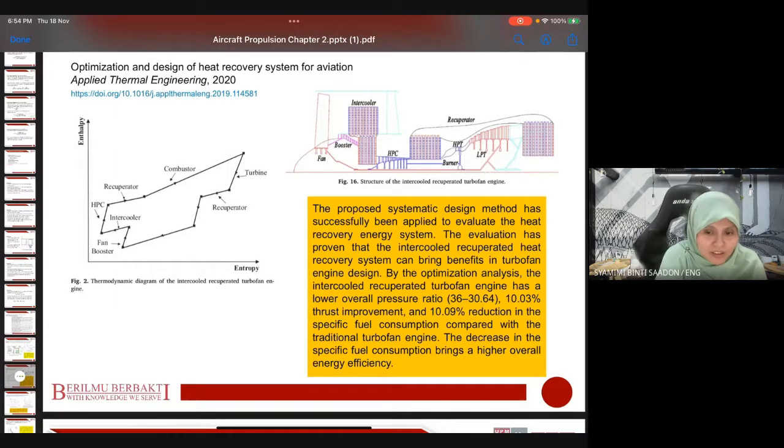So this is what the study has found, by using the intercooled recuperated, the extra heat recovery system in the turbofan engine.